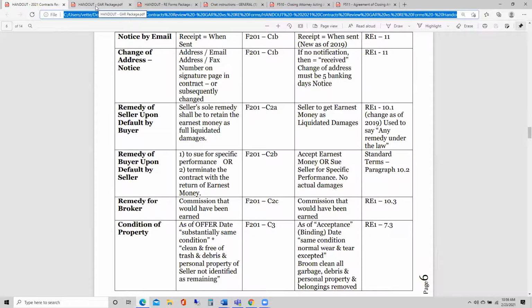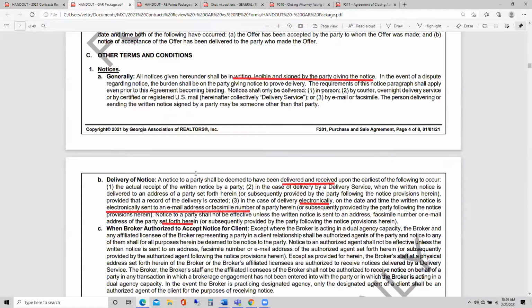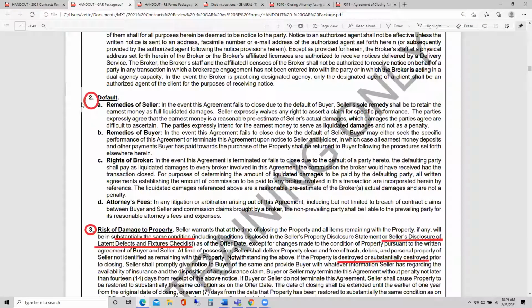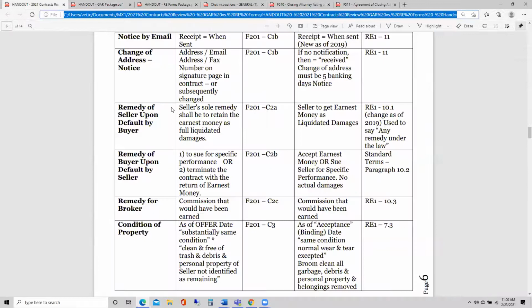Now, moving along to default. If one of the parties defaults on the contract, under paragraph C2 under default, this is where it talks about the remedies of the seller if the buyer defaults, remedies of the buyer if the seller defaults, rights of the broker if either buyer or seller default, and attorney's fees. And basically attorney's fees says loser has to pay the winner's attorney's fees. And for default in the RE Forms, it is in the standard terms, paragraph 10.